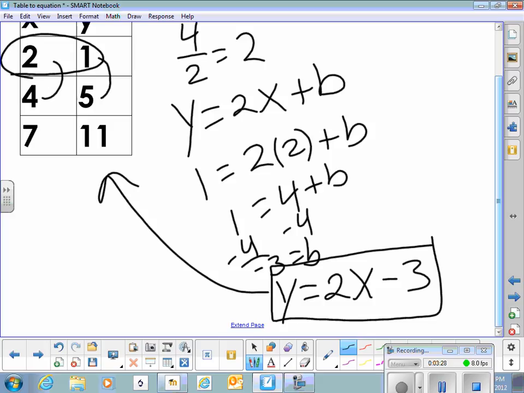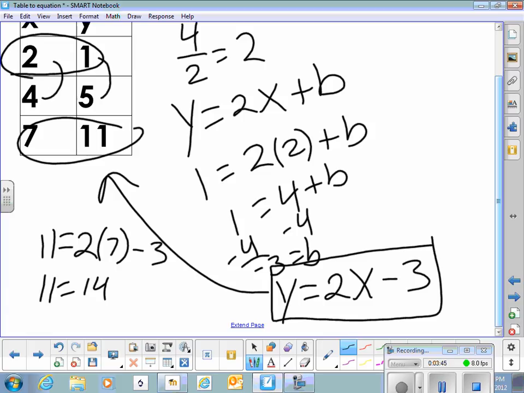Does it really work? One way to check is to plug in another point and see if it works. Let's say 11, is that equal to 2 times 7 minus 3? Is 11 equal to 14 minus 3? Yes, 11 is equal to 14 minus 3. So if it works for other points, then we can be confident that we have the correct equation.